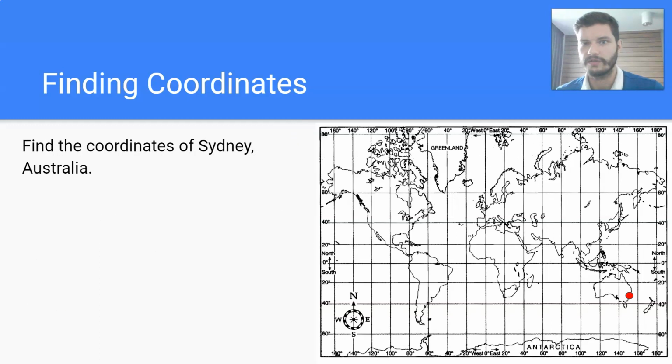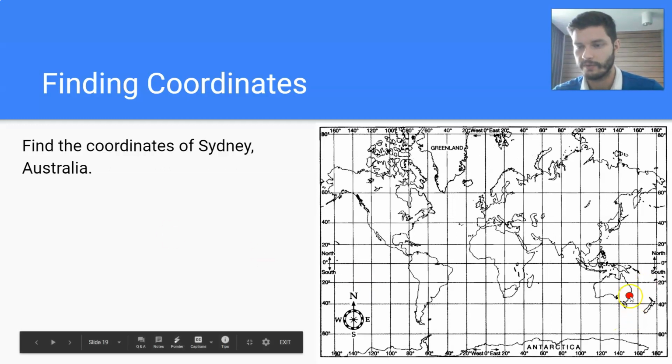Let's do a little sample here. Let's do an example where we're going to find the location of a specific point on Earth, which in this case happens to be Sydney, Australia. First thing we need to do is find our latitude. So find the line of latitude closest to Sydney. Sydney's right here, so our line of latitude closest to Sydney is 40 degrees south, but it's actually between 20 and 40, but closer to 40. So let's say it's about 34 degrees south. I'm just estimating here. And then we'd write that down.